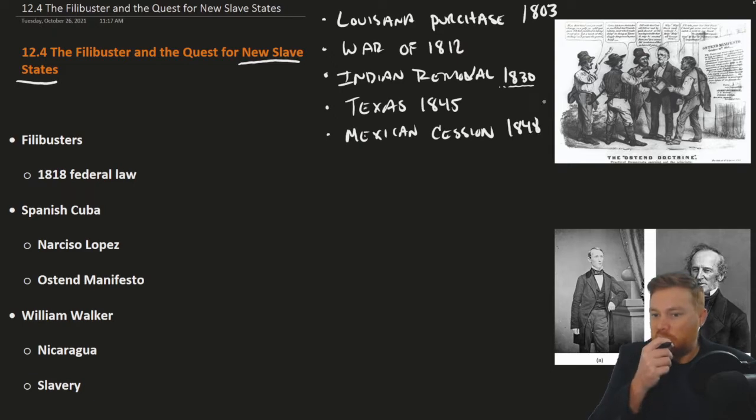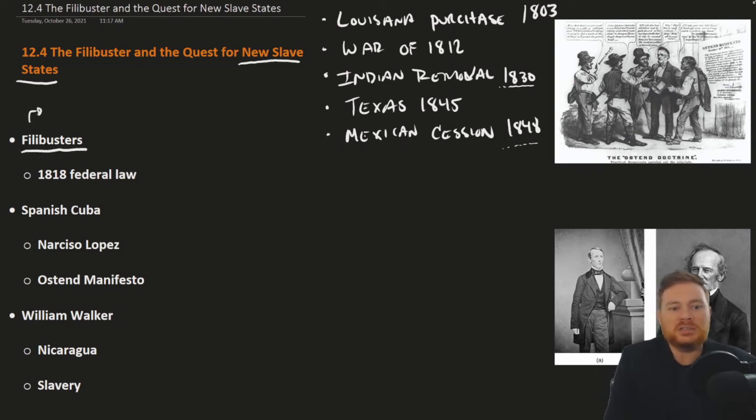And we saw how Northerners and Southerners continuously argued about the status of slavery in those territories. And that intensity only increased as the years went on, the closer and closer we got to 1860 or 1861. And so the desire to seek out new territory continues even after the Mexican Cession. We talked previously about filibusters.